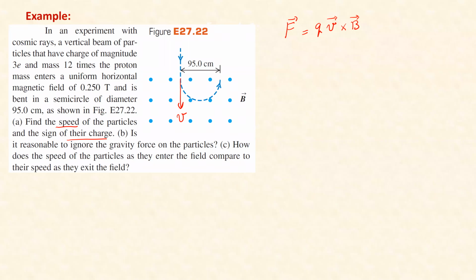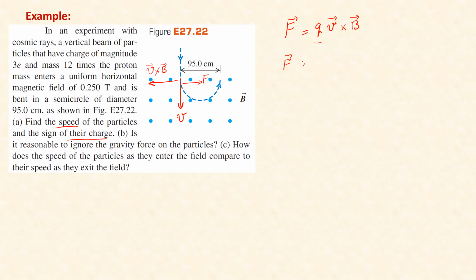B is out of the page. Is V cross B to the left or to the right? Turn your fingers from V to B. Your thumb shows which way? Left, yes. This is V cross B, but the force is this way, centripetal, right? Yes, this is curving. So you see that F and V cross B are in opposite directions, which means that Q is negative, right?